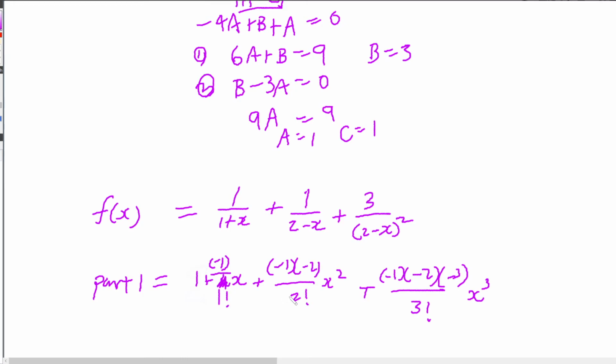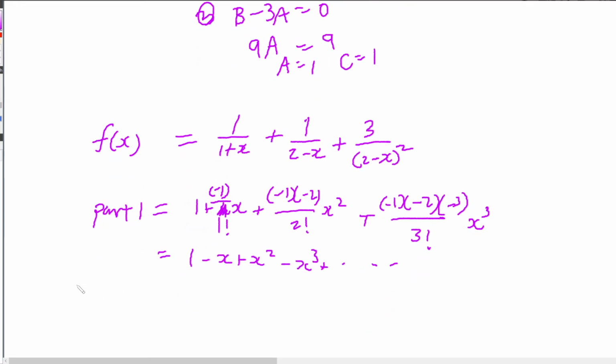I can see the general pattern is that the magnitude of all these numbers cancels out, but it seems to alternate plus and minus signs. So this would be 1 minus x plus x squared minus x cubed, and so on. And so the x to the n coefficient of term 1 is minus 1 to the power of n, it seems.